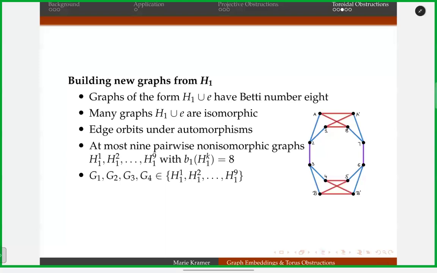There is some more case analysis to be done here, because now we need to look at labeled embeddings of H1 into the torus, because attaching an edge to build G1 depends on where exactly we are attaching this edge. But this is how we can show that 4 of these 9 graphs don't embed into the torus, and then for the remaining ones, we just give them an embedding into the torus.